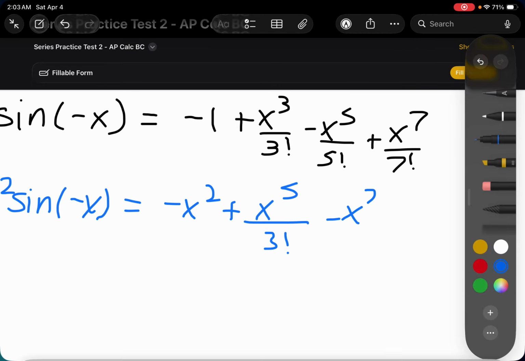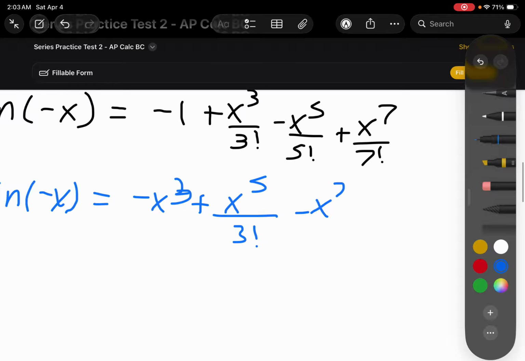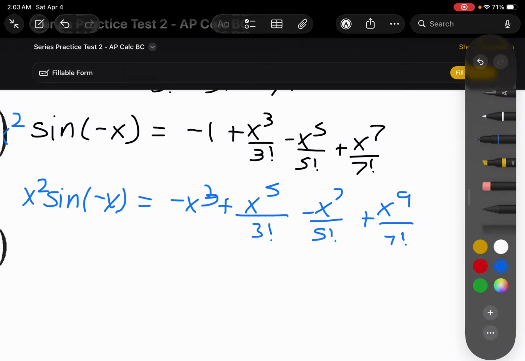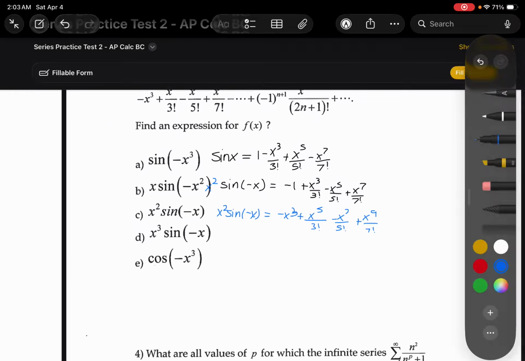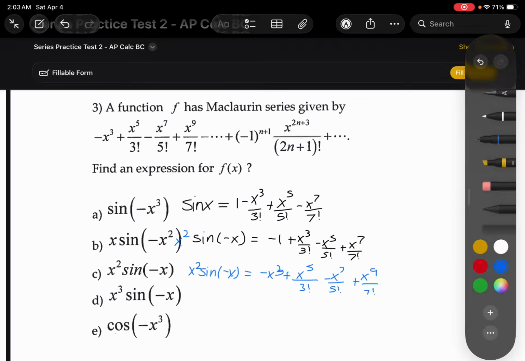Oh wait, this is x cubed. X to the 7 over 5 plus x to the 9 over 9. Oh, not 9, 7. And does this match the above terms? Let's check. Yes, it does. So our answer is going to be C.